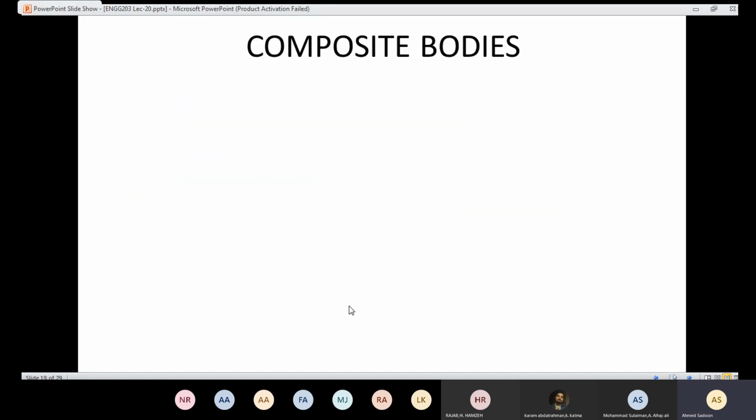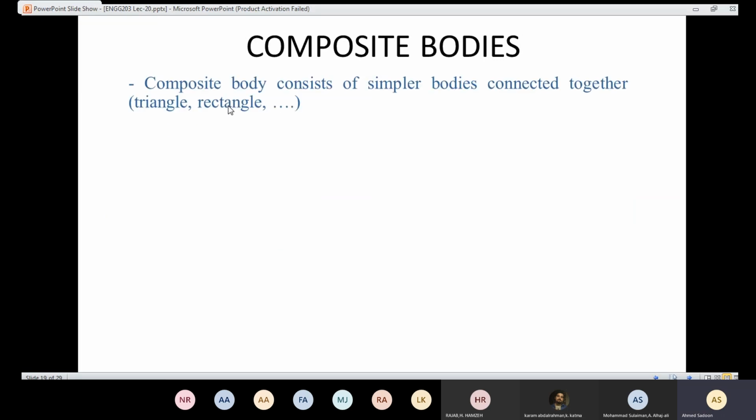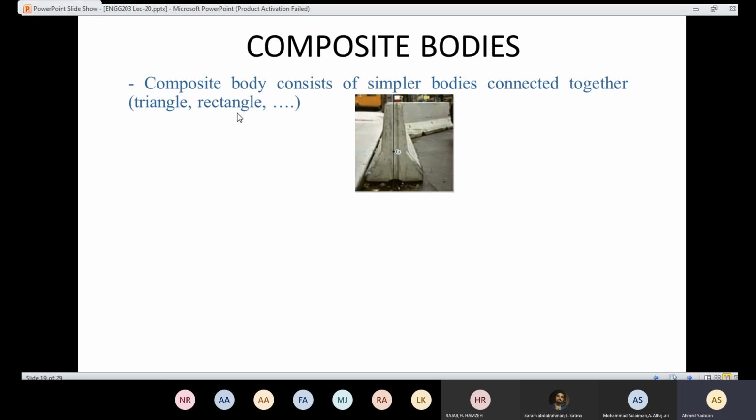So next time we are going to deal with composite bodies. In engineering, normally we are going to assemble sections using composite bodies. Composite bodies means I'm going to have shapes that in reality are simple shapes. So this one here is a composite body, but it consists of rectangles and triangles. Okay, we are going to have a break. Then we are going to get back to talk about the composite body.